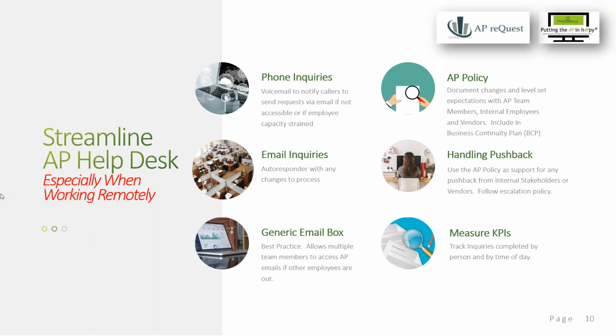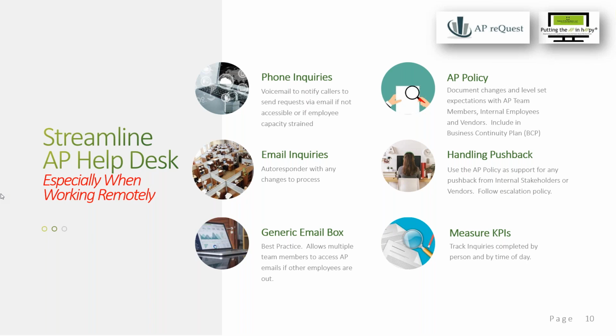And then a generic email box, of course, allows multiple team members to access AP emails. Surprisingly, especially in smaller departments, I still see distribution lists or individual emails being used for help desk inquiries. And then AP policies, so include both your normal and reduced function processes and have leadership sign off on those. Post it for your internal employees, and this goes directly to handling pushback. You can use that AP policy as support for any pushback from internal stakeholders or vendors, and you also want to include an escalation policy. And then whatever changes you have for reduced functions, add those to your business continuity plan.